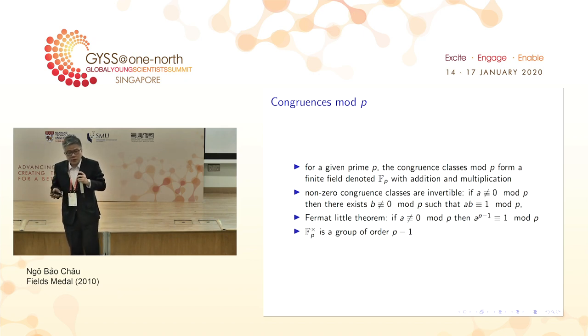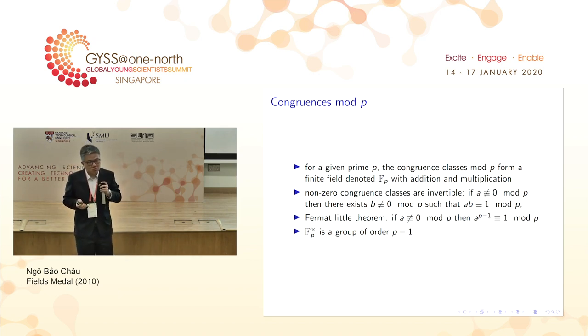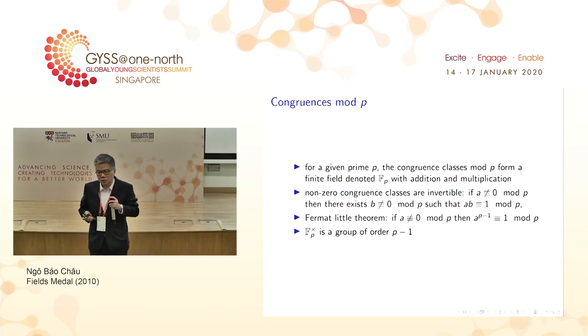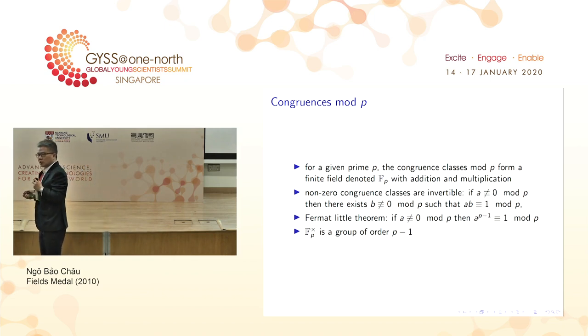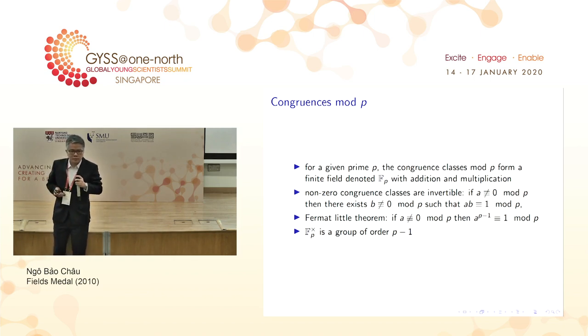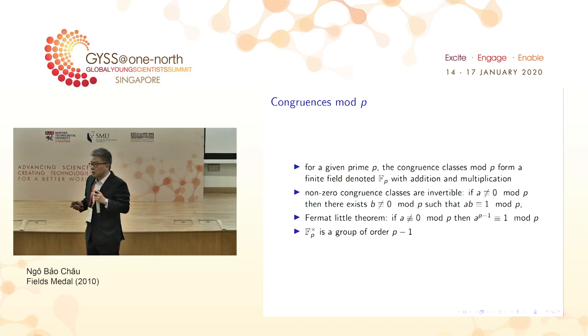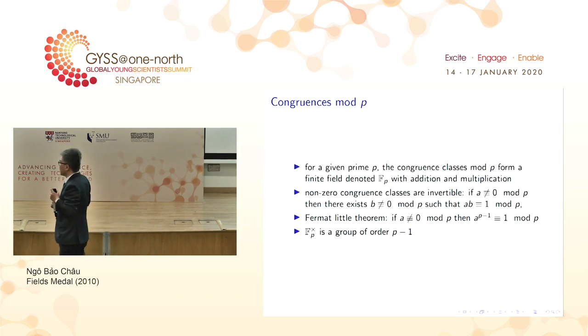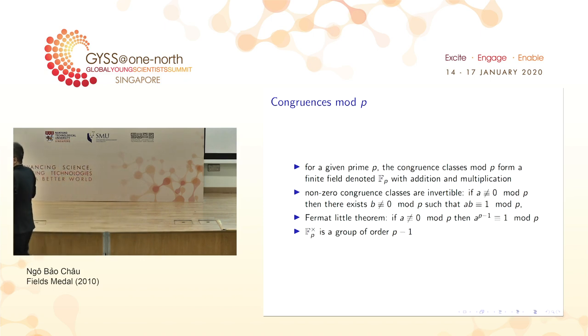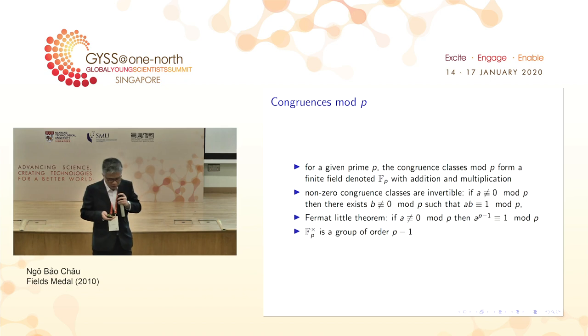And rather surprising when you first see it: you pick any prime number, say 31. 31 is a prime number. And take any number like 3, right? 3 is not a multiple of 31. And without doing the multiplication, I can say 3 to the power of 30 is going to be congruent to 1 mod 31. So that is Fermat.